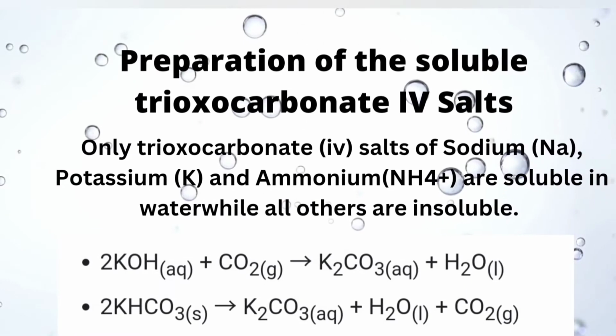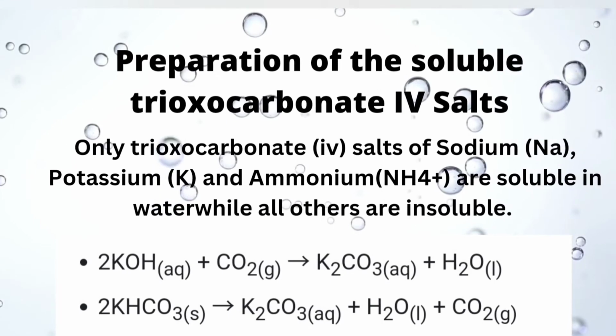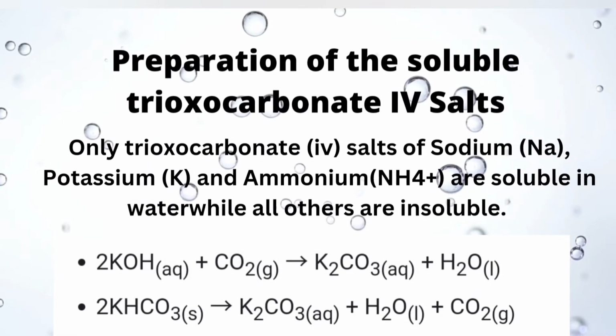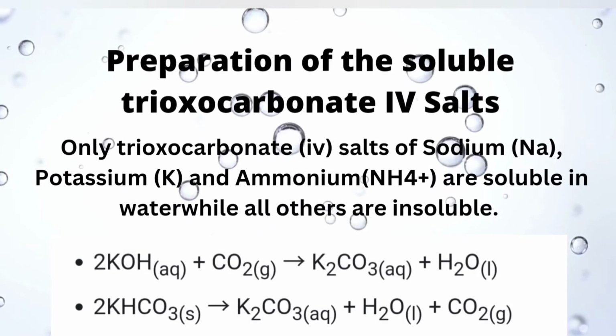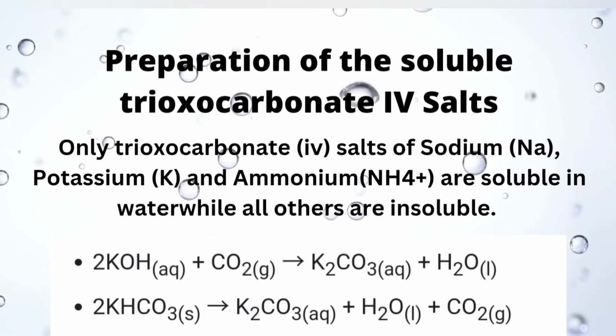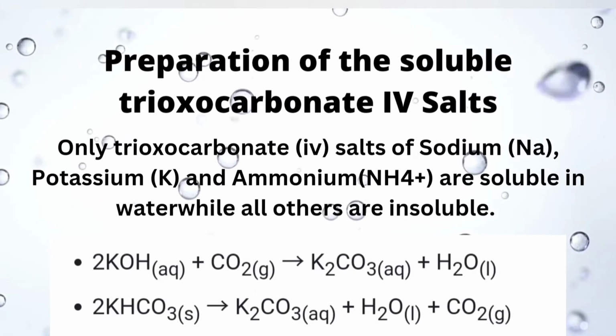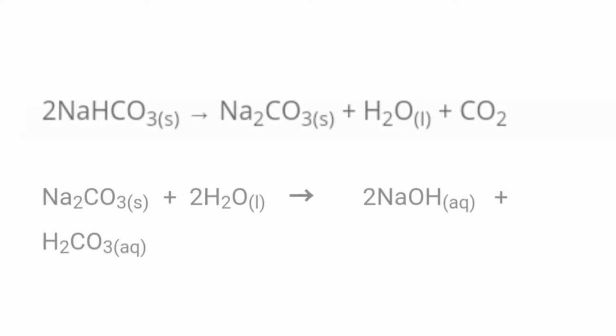We can also prepare it by heating the hydrogen trioxocarbonate 4 salt. Now you must take note that all hydrogen trioxocarbonate 4 salt decompose on heating to release carbon 4 oxide in the process. In fact, this is a way we use to test for trioxocarbonate 4 ion in the laboratory. Now of all the trioxocarbonate 4 salts, only those of the alkali metal and ammonium trioxocarbonate 4 are soluble. The rest are insoluble. Here sodium carbonate dissolved in water to produce sodium hydroxide and water.